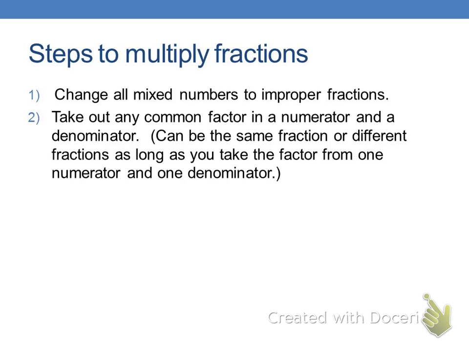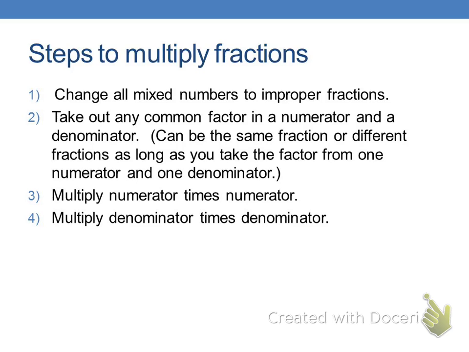The next thing we want to do is take out any common factors in the numerator and the denominator. You guys know the numerator's the top, the denominator, D down, is the bottom. If there is a common factor in either of the tops and either of the bottoms, one from the top, one from the bottom, you can simplify it first. Then you multiply across the top, the numerators. Then you multiply the denominators, the bottoms.